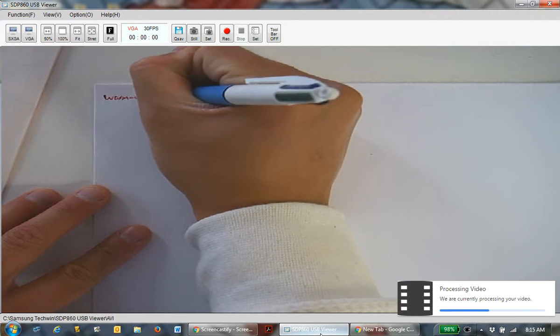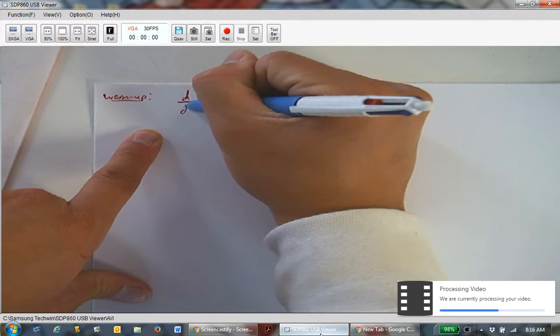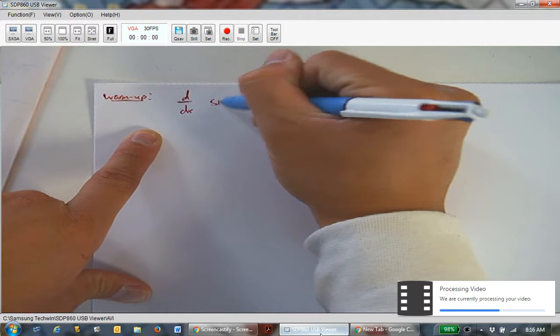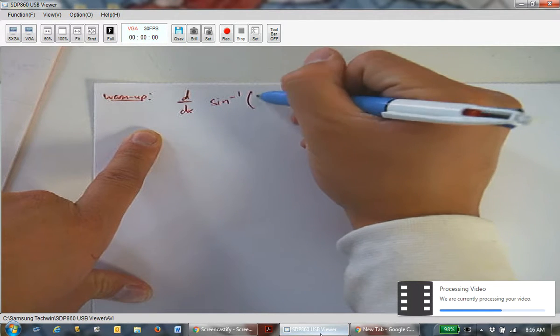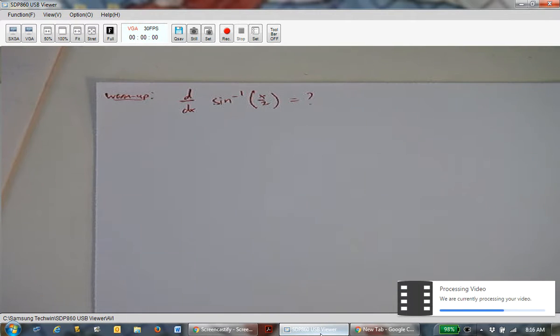Okay, we're going to start with a warm-up problem. I want you to get up on the board for this warm-up problem. So here it is. Give me the derivative of this function. Go ahead and get to work. This is going to be your task.